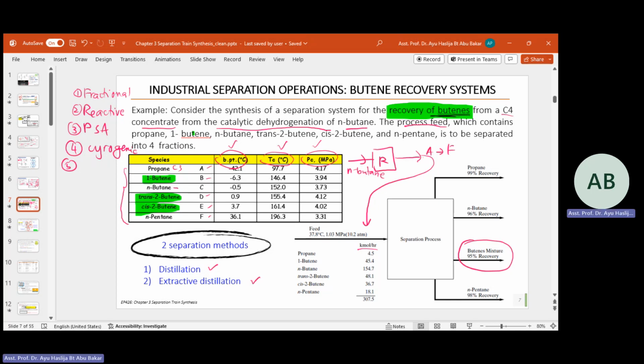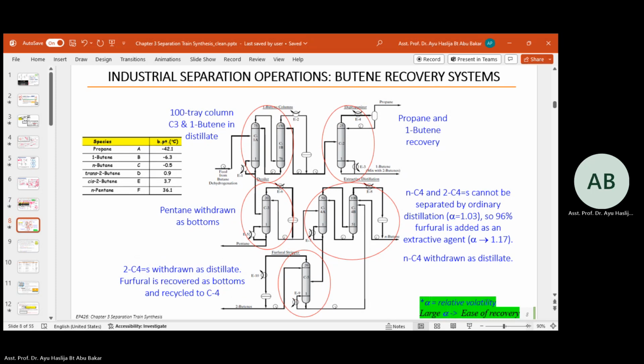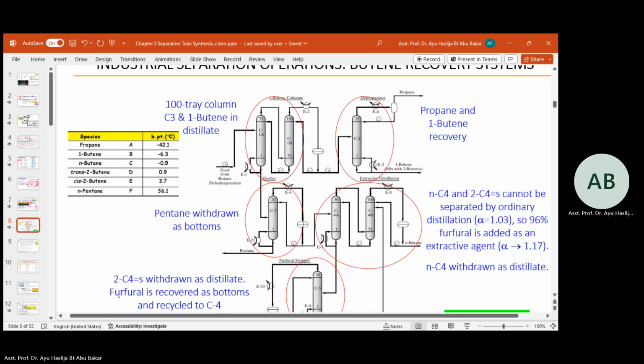Okay, later we will go to the ESA and MSA types. Later we go to that. Now we proceed with the example. I want to highlight how it separates a few distillation systems, a few separation systems, in order to focus on recovering the butenes.